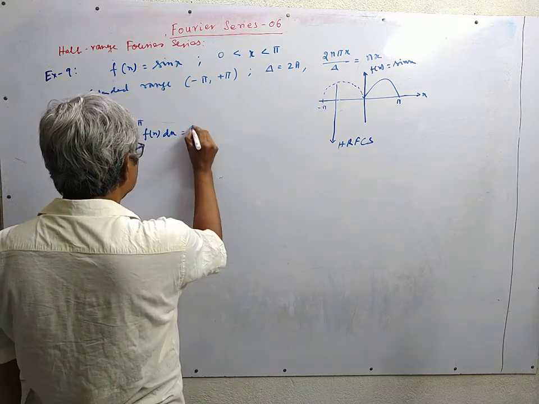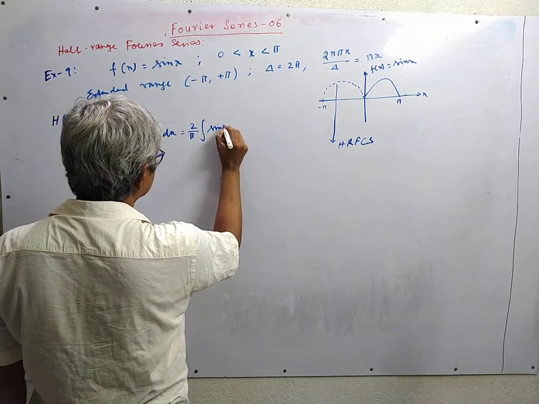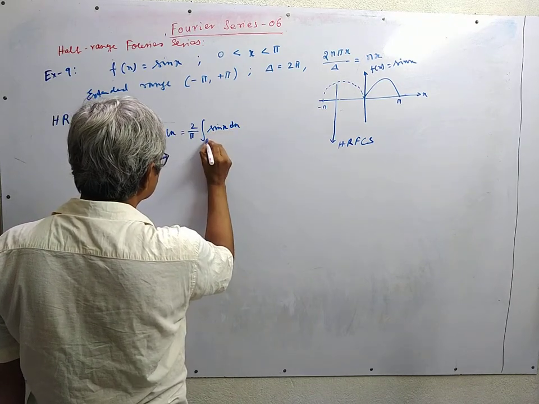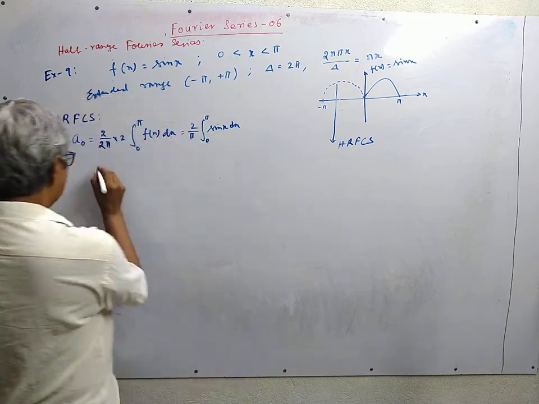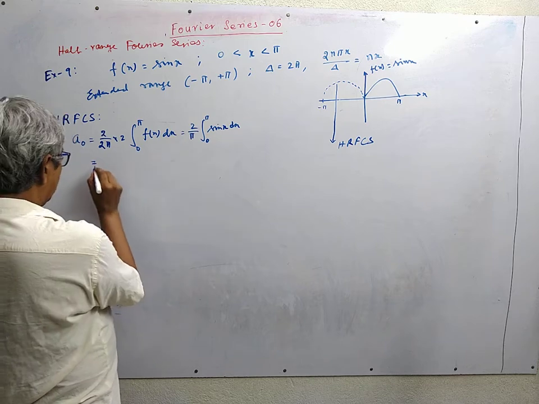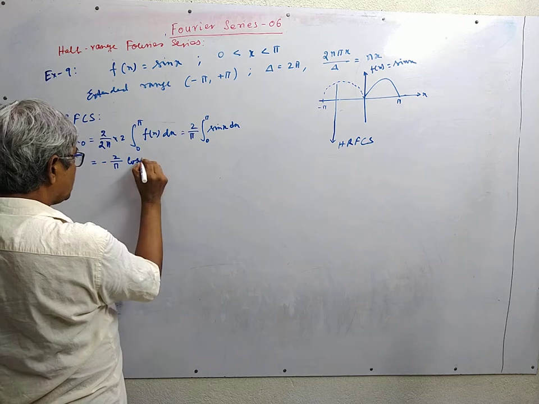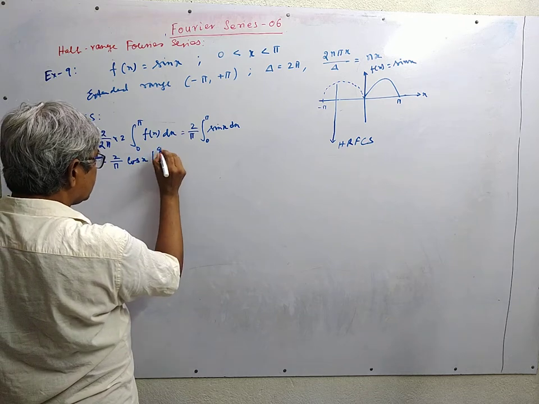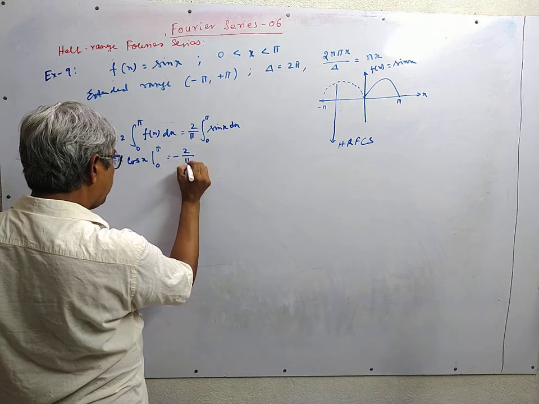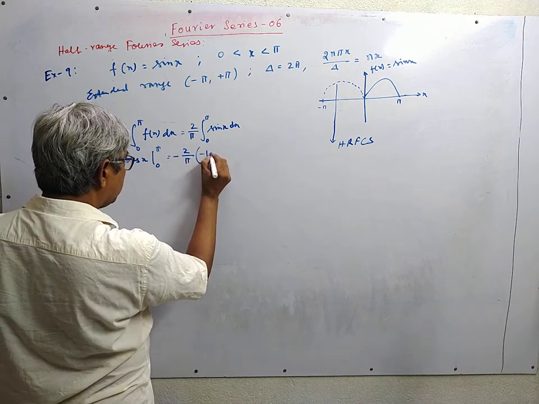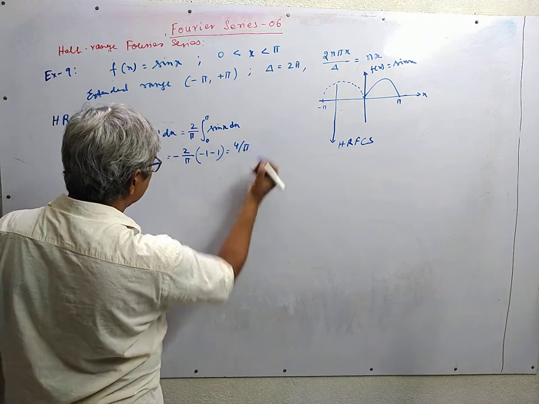This is equal to minus 2 by pi cos of x between 0 to pi. So minus 2 by pi, cos of pi is minus 1, cos of 0 is 1, so this is 4 by pi.